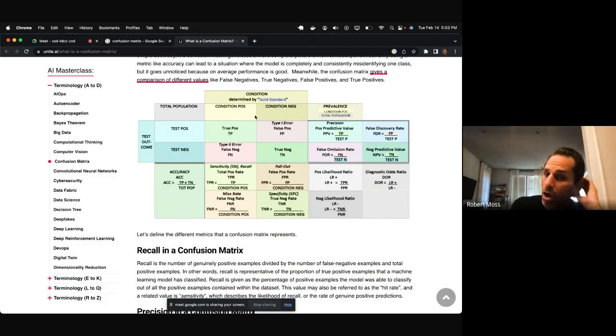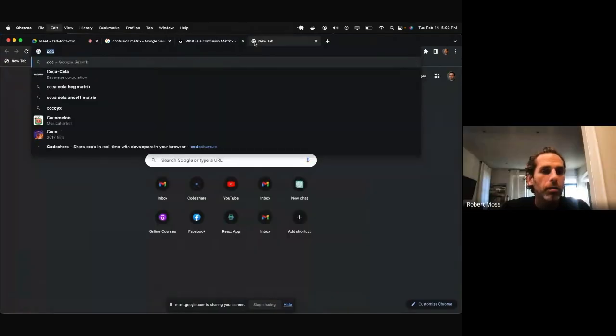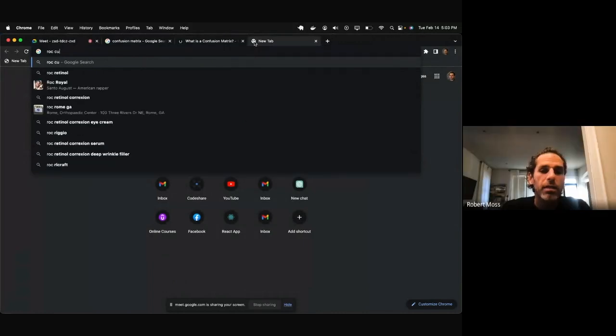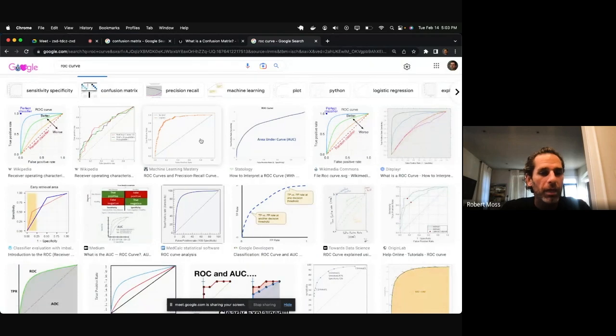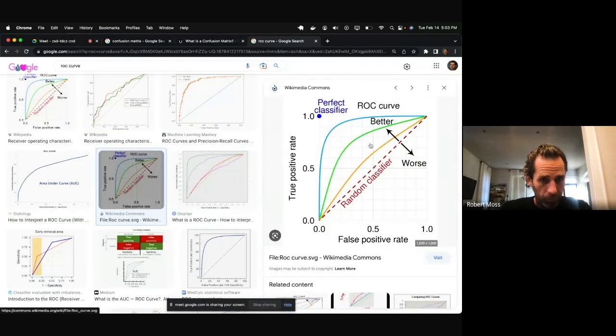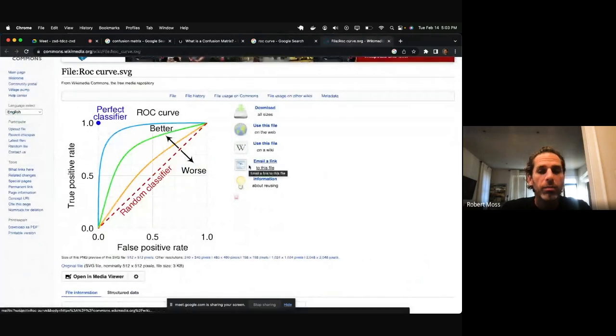Yes. And then recall is the amount that you predicted positive over the total amount of true positive cases. Cool. And then one other thing you mentioned is the ROC curve, which maybe we'll talk about. Yeah. From my understanding, it is a metric to evaluate classification models. It gives the amount of true positives to false positives over different thresholds of probability.